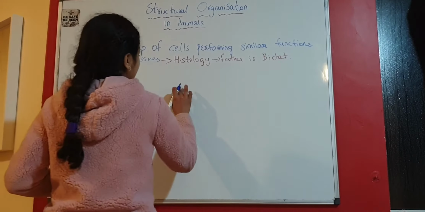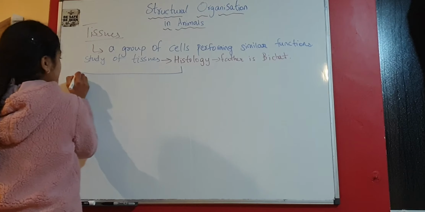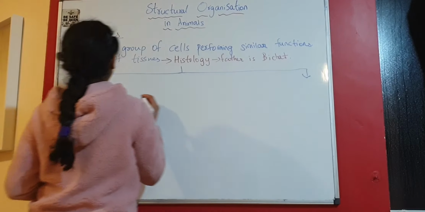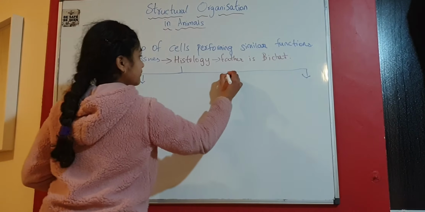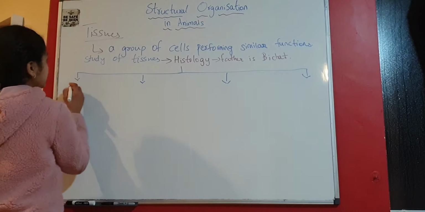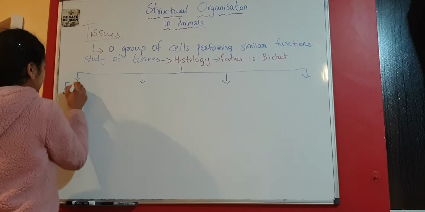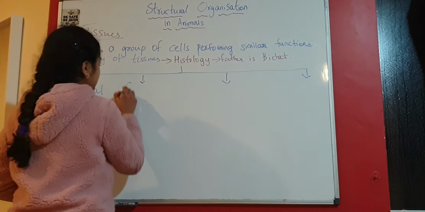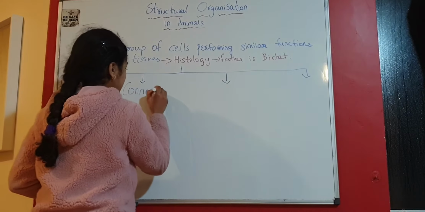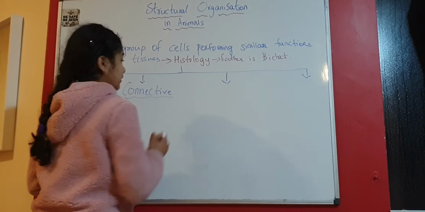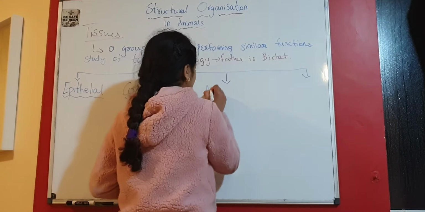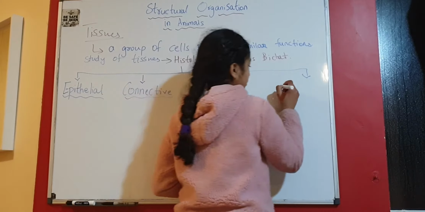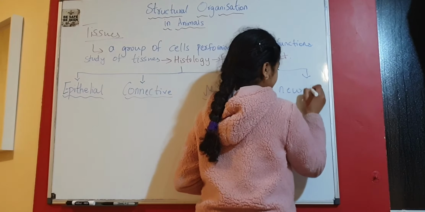Tissues can be broadly classified into 4 major types. The first one is called epithelial tissue. The next one is called connective tissue. The next one is called muscle tissue or muscular tissue. The next one is called neural tissue or nervous tissue.